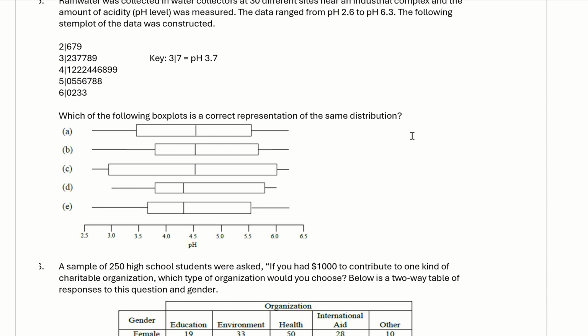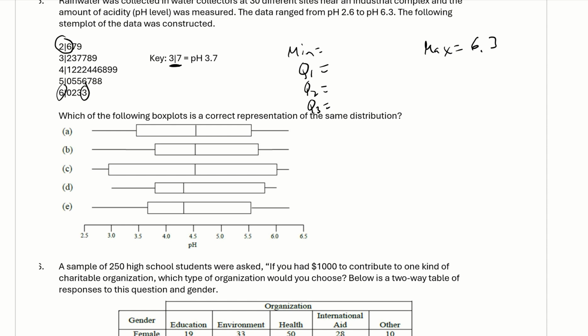All right, so first off, in order to do the box plot, we need to find the quartiles, the minimum, all that stuff. So the minimum is 26. We can see that right there. We need our quartiles, Q1, Q2, Q3, and then we need our maximum. Our maximum is pretty easy to spot. That's 6 and 3, so that's 63, or 6.3, I'm sorry. According to the key, 3|7 is 3.7.